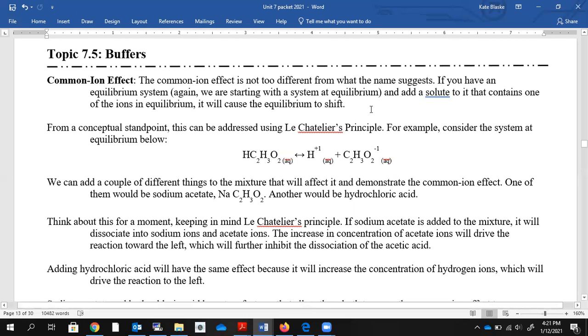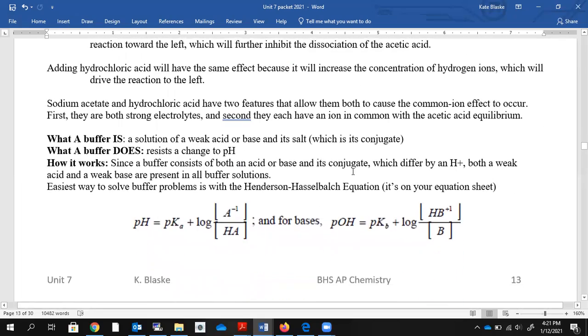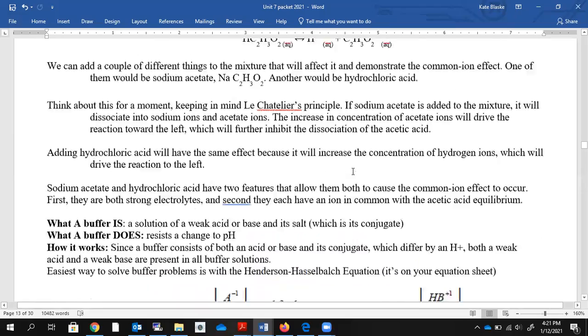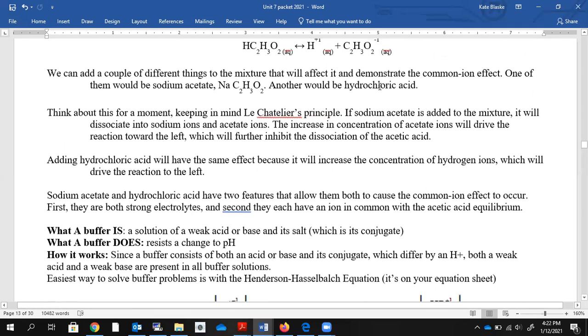So good buffer solutions are made from, like I said, a weak acid or base, and then something that has that conjugate ion in it. The best buffers have a consistent concentration between that weak acid or base and its conjugate. So the ratio of those concentrations is 1. That makes the best buffering capacity possible.